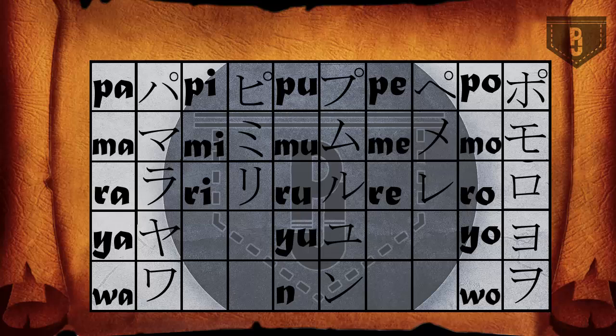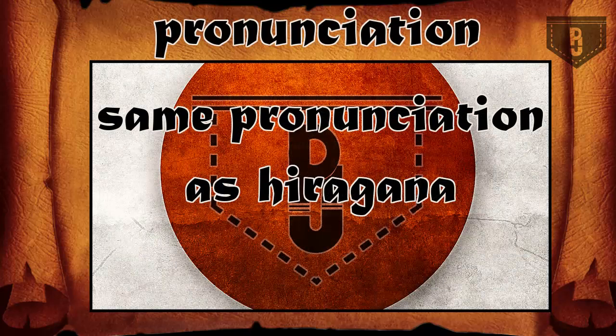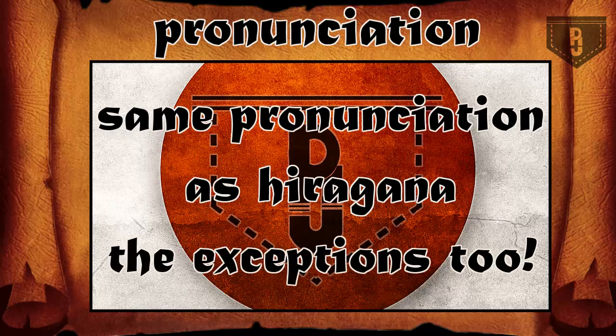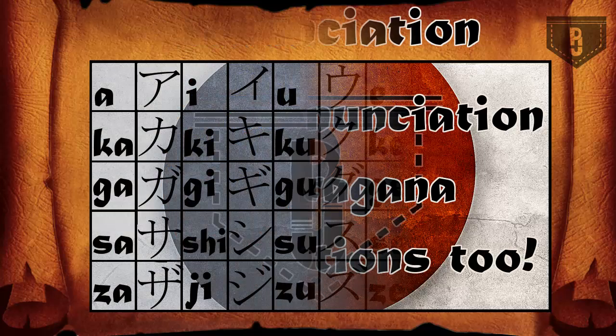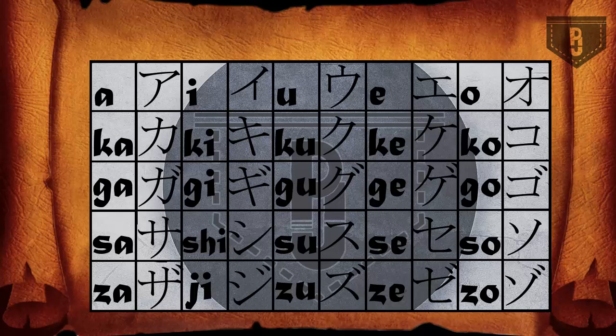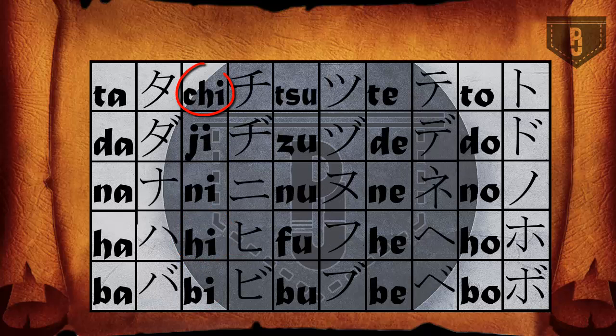Okay, so you may be able to tell that the sounds from the hiragana system are exactly the same as the sounds of the katakana system. So this means that the exceptions from the hiragana system also reoccur in the katakana system. Concretely, instead of si, you say shi. Instead of zi, you say ji. Instead of ti, you say chi. Instead of di, you say ji. And instead of tu, you say tsu. And instead of du, you say zu. Okay, so these are the big exceptions, I suppose.